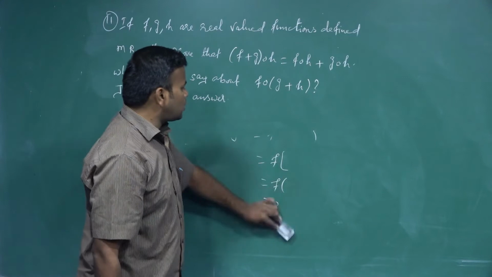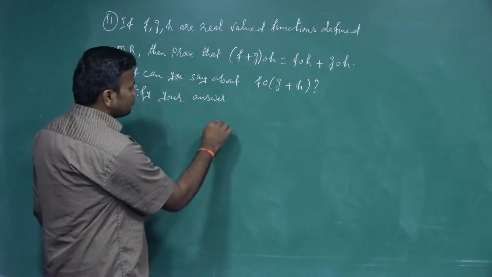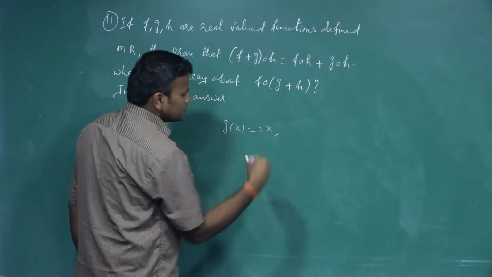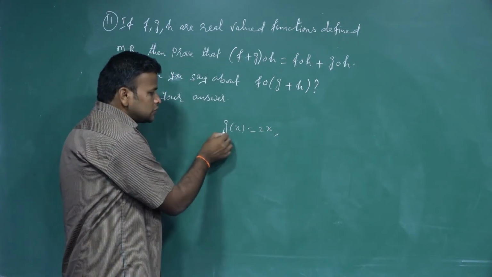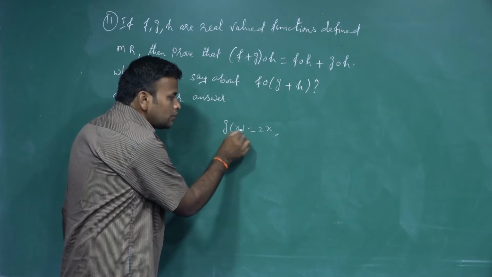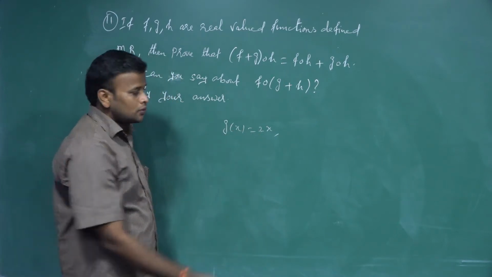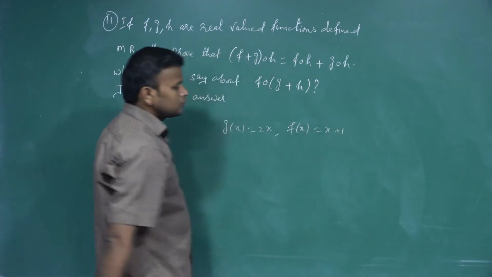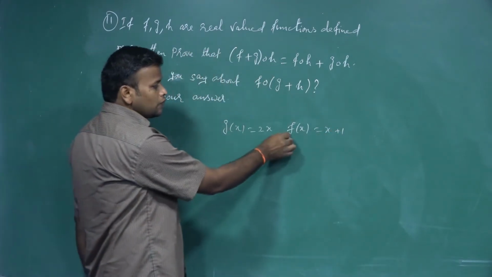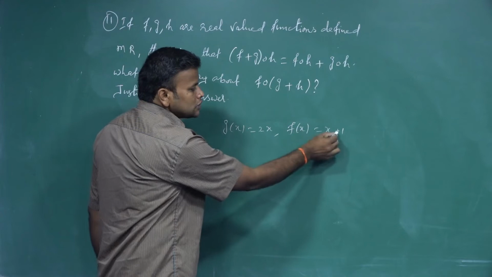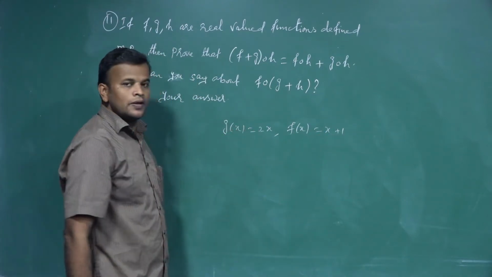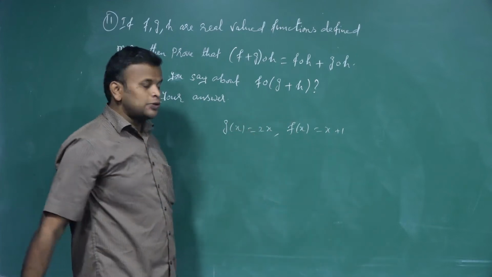It's an easy one. Let me give one example. g of x is 2x. So what is the nature of the function g? The variable in the bracket is multiplied by 2. And f of x is defined as x plus 1. So what is the nature of this function f? The variable in the bracket is increased by 1. So g of x is defined as 2x and f of x is defined as x plus 1.